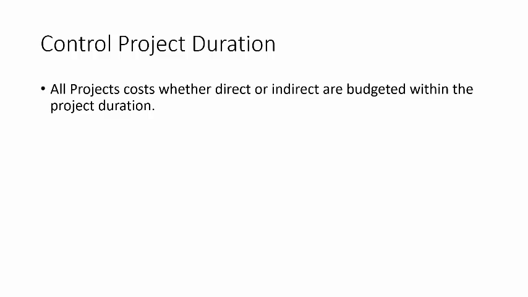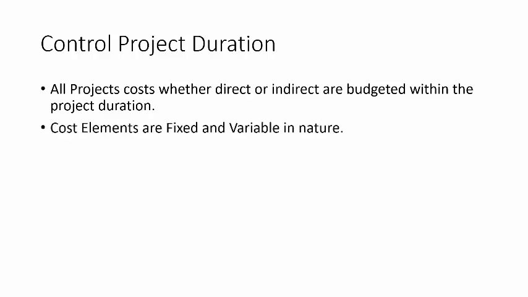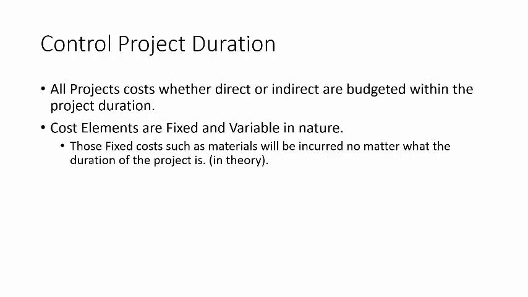Just a reminder, all the project costs, whether they're direct or indirect, we budget them all within a project duration. A project has a time; it's finite. So when we do the budget, we budget these costs based on the duration. And the cost elements could be either variable or fixed in nature. I'll explain it in a bit. So these fixed costs, such as material, will be incurred on the project no matter what the duration of the project is, in theory.